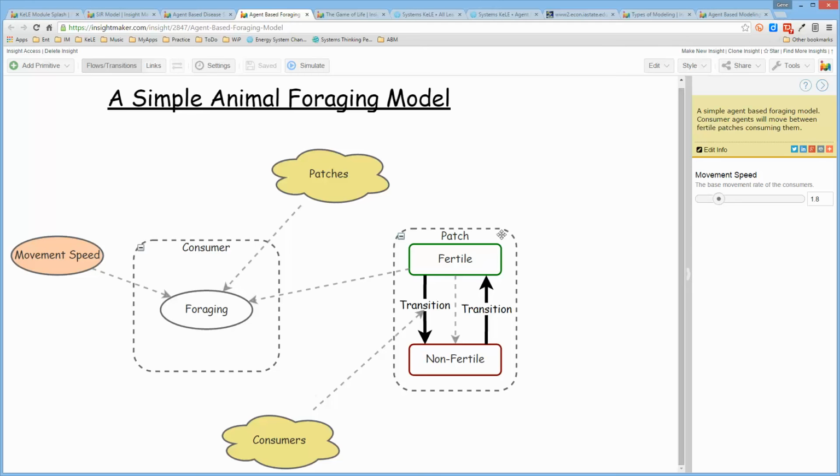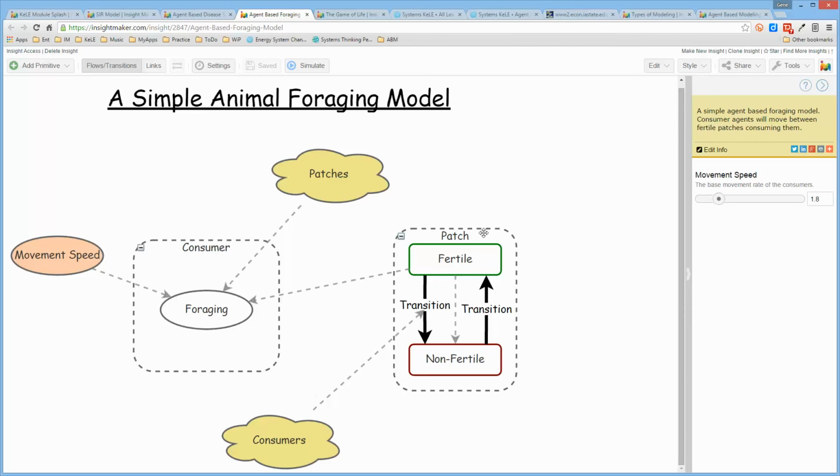And if they'd called it object-oriented modeling, it would probably have been easier for me to understand, because it's simply defining an object, which they refer to as an agent, with some set of properties. In this particular model, there are two agents. There is a consumer, which doesn't actually have any states.